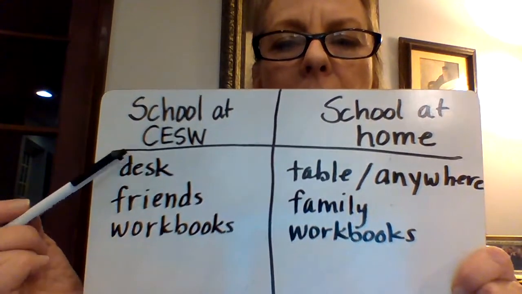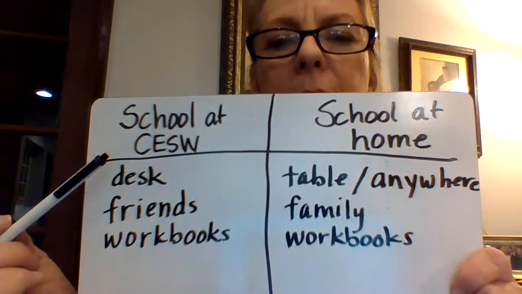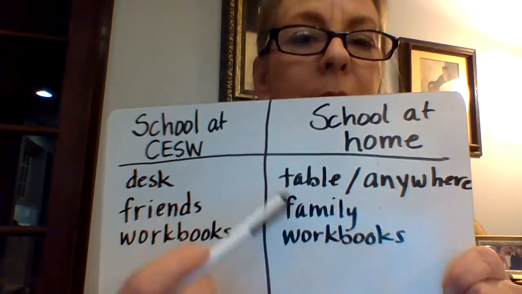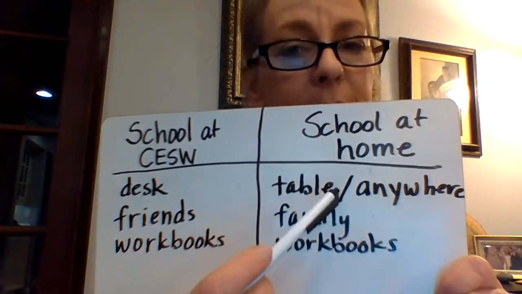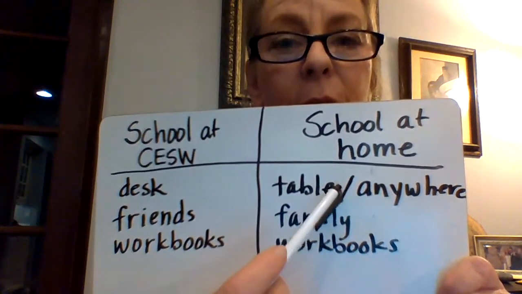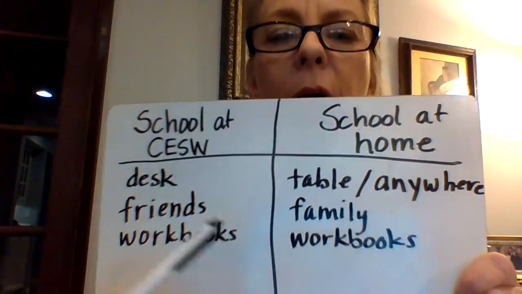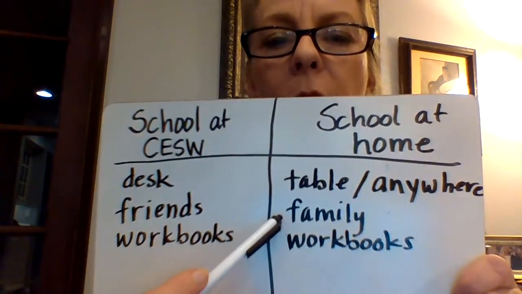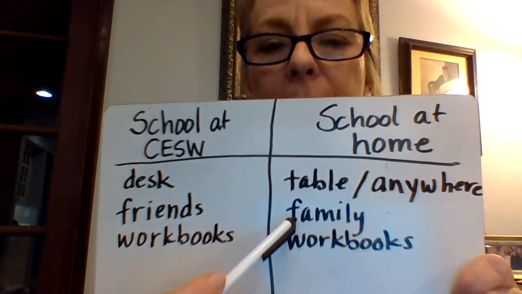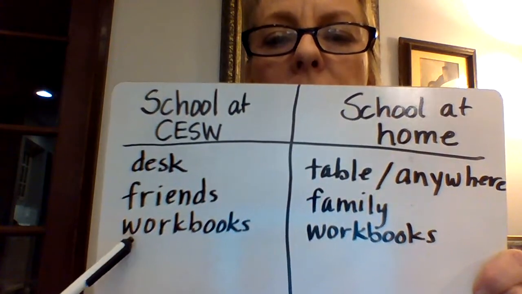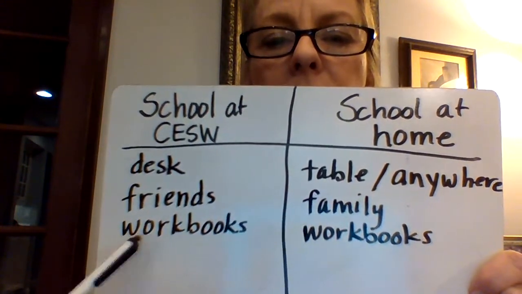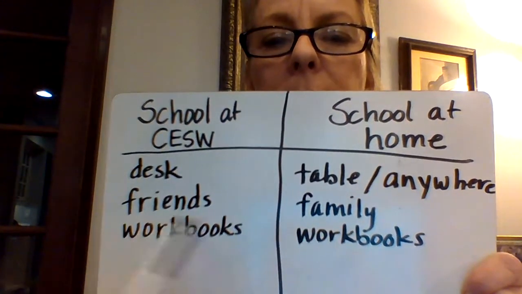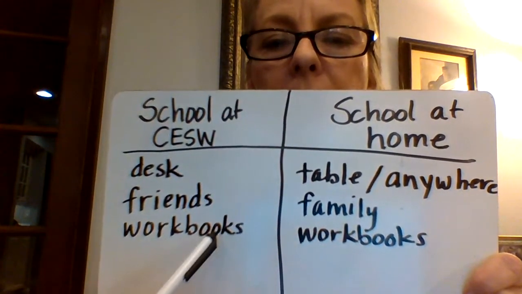So I was thinking at school, I have desks, but at home I can sit at my dining room table, or I can sit on the sofa. I can pretty much sit anywhere. I could even go outside if I wanted to. We have a lot of friends at our school building, but at home we're mostly surrounded by family. I know that we do our workbooks at school in our classroom, but we also do workbooks at home. So this would be one of those things that I would circle and draw a line to.